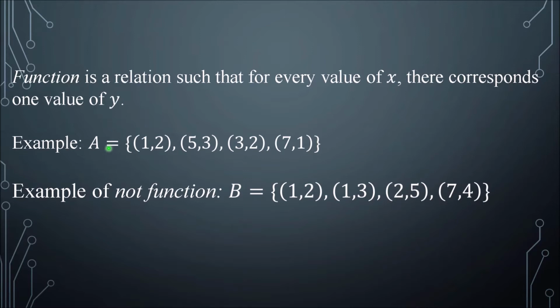So let's have this example, set A. A here is a function. As you can see, if the value of x is 1, there's only one value of y, which is 2. If the value of x is 5, there's only one value of y, which is 3. If x is 3, then there's only one value of y, which is 2. If x is 7, there's only one value of y, which is 1.